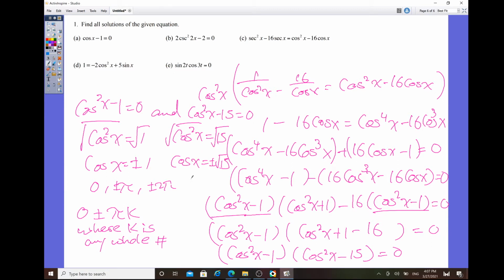So x has no solution. So this one, there's no solution. Okay? So now, what about for D and E? Okay, so check it out for D and E.